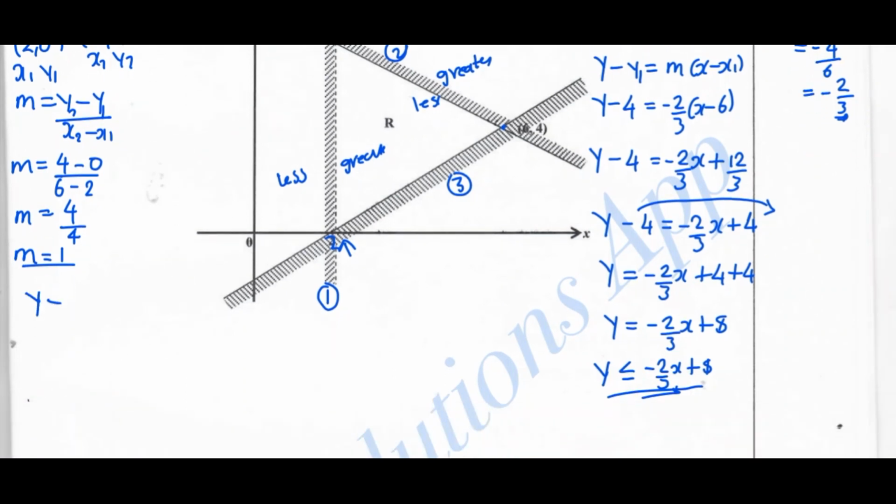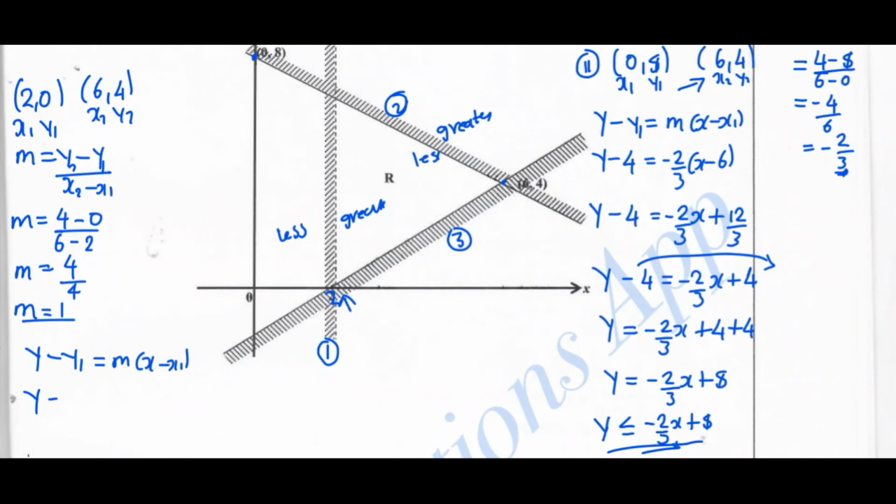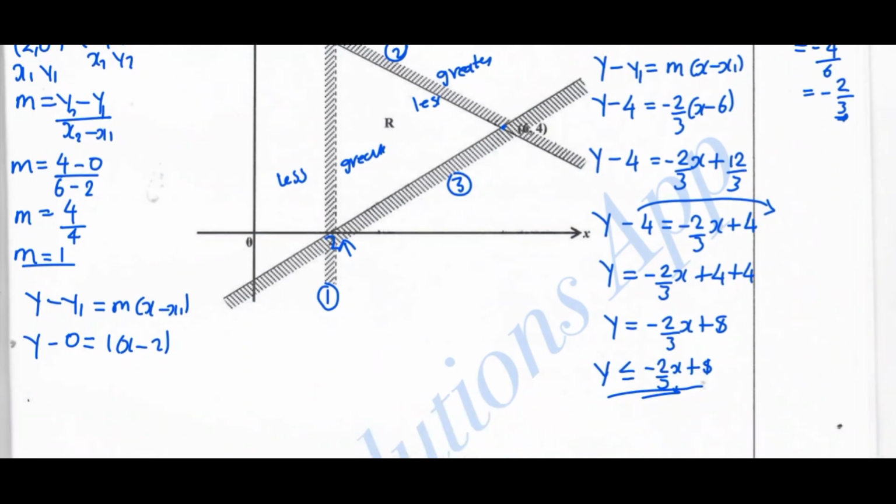Then the formula y minus y1 is equal to gradient times x minus x1. What is our y1? We can get just 0, gradient 1, x1 is 2. So y minus 0 is just y, 1 times x will give us x minus 2. Then the upper is greater and we want the upper. So say y is greater than or equal to x minus 2.